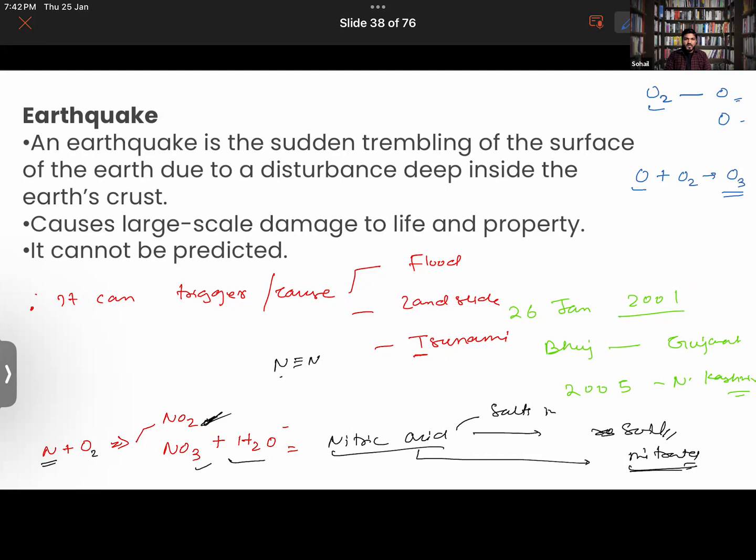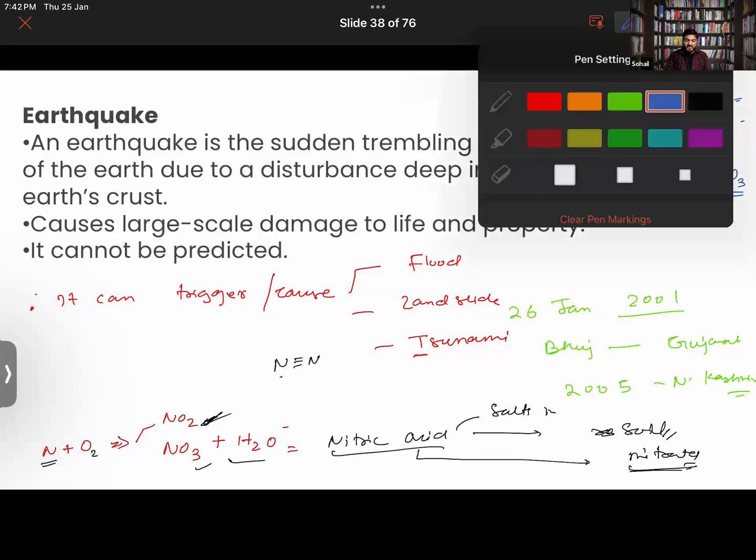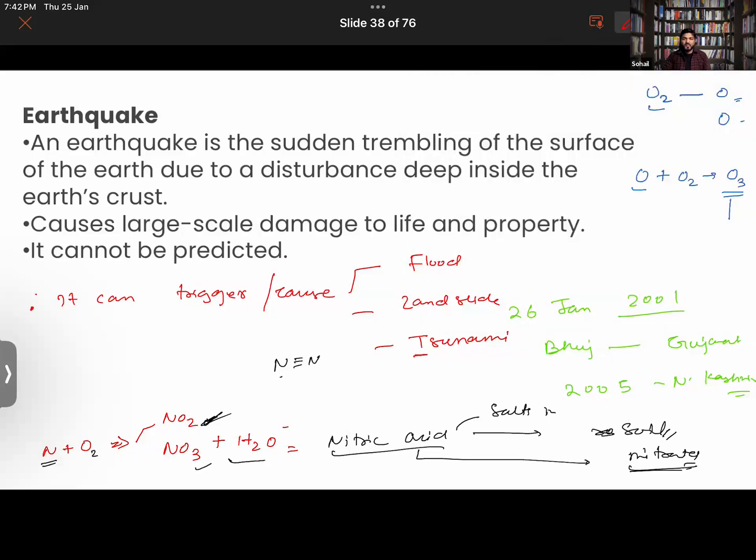So a huge amount of electrical discharge is seen there. The oxygen molecule is broken into free atoms of oxygen, which again react with an oxygen molecule to form ozone. And the significance of ozone everyone knows: it absorbs ultraviolet rays, UV rays. So these are the things about it.